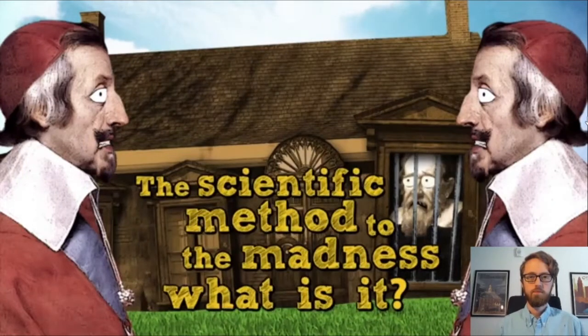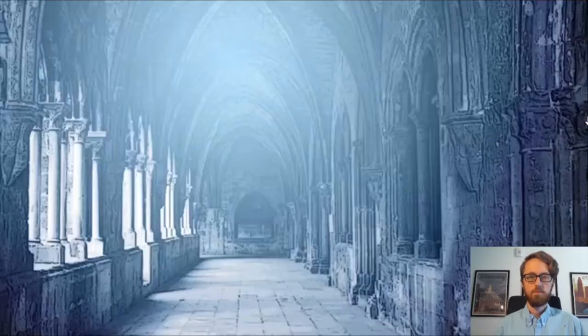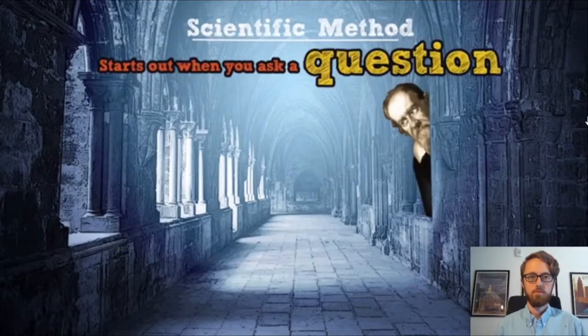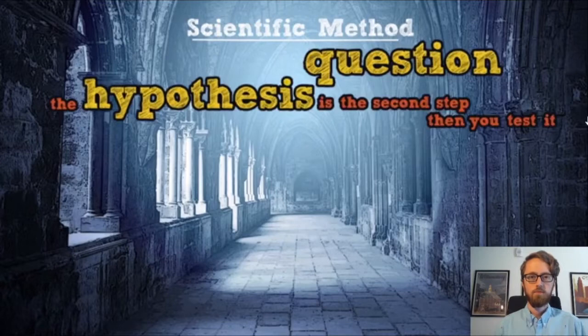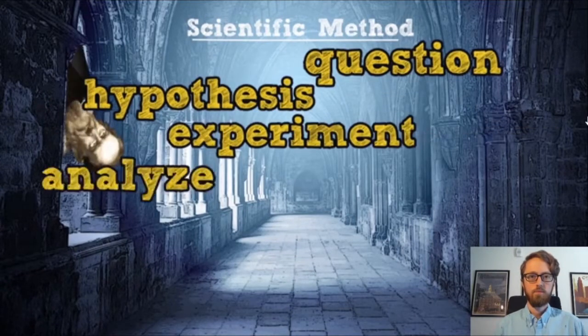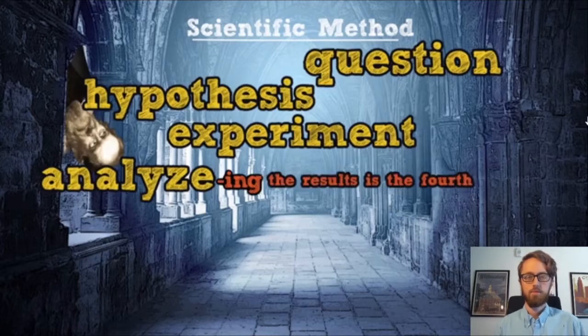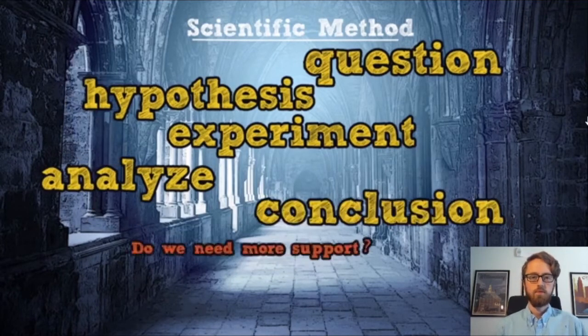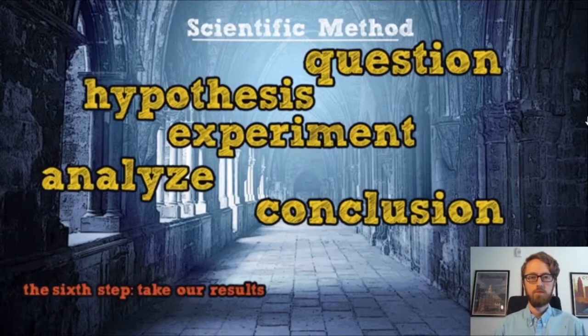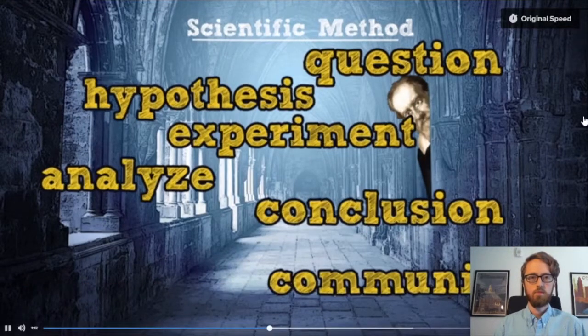The scientific method to the madness. What is it? The scientific method starts out when you ask a question. The hypothesis is the second step, then you test it. That's what an experiment is, of course. Analyzing the results is the fourth. Have we reached a conclusion? Do we need more support? That's the 5th step. Yep, we've been waiting. The 6th step, take our results, communicate them.